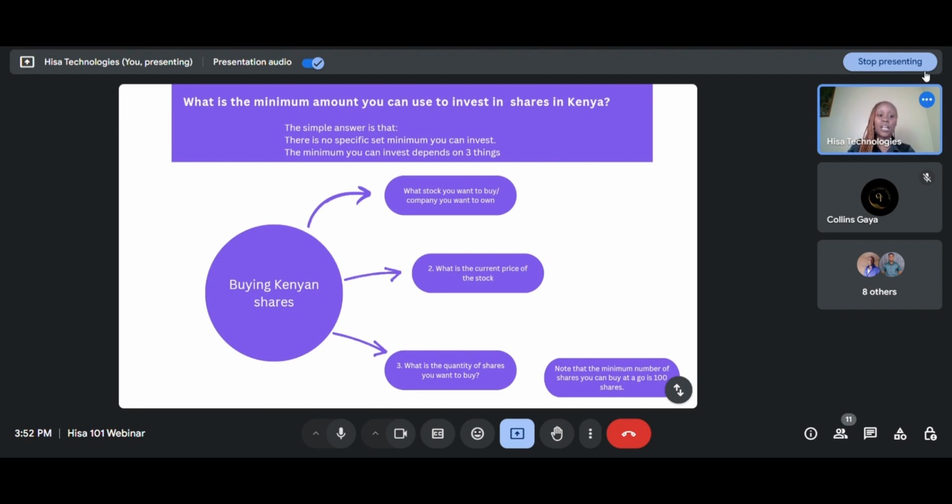The minimum in the Kenyan stock market at the moment is 100 shares. So, for example, if a company is 2 shillings per share, you will need around 200 shillings to buy that company. So, what is the minimum amount that you can use to invest in shares in Kenya? It will depend on the three factors: what stock, what is the current price, and what is the quantity that you want to buy. Right? Okay.